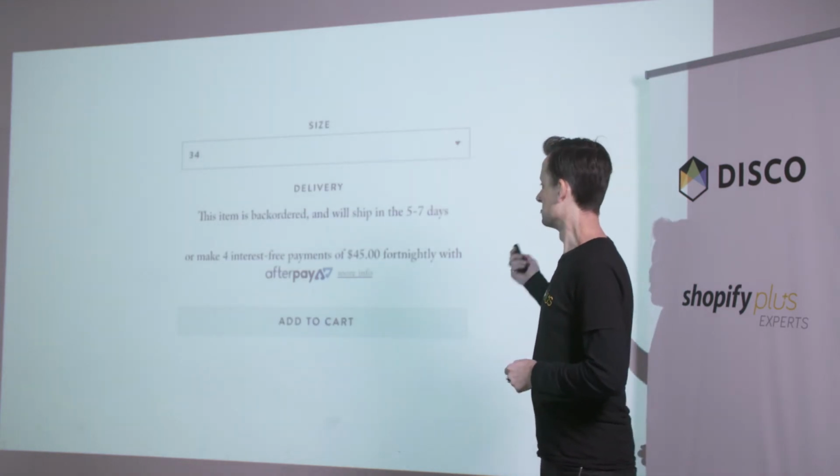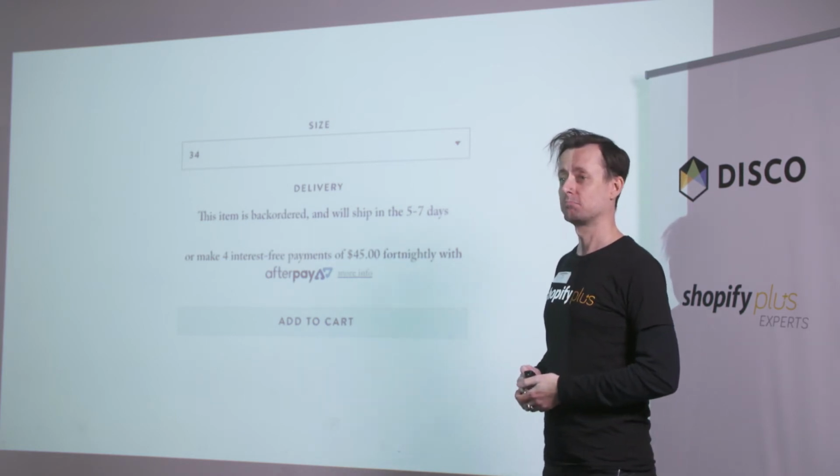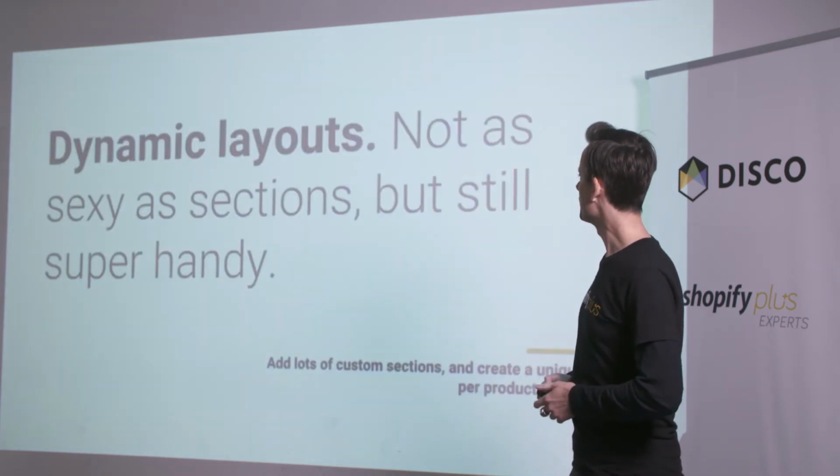Middle of the screen, back order information. Simply just says how long it's going to take until it's delivered. Something that we don't do natively in the admin. So metafields lets us do it.